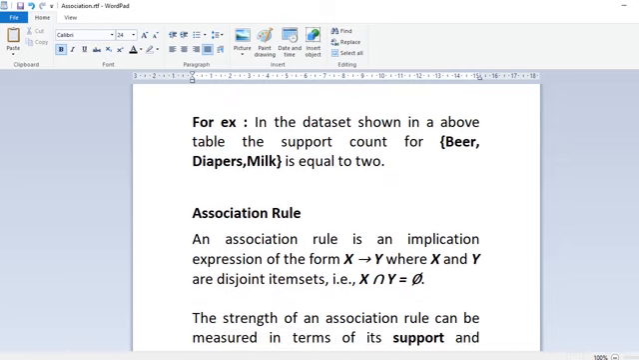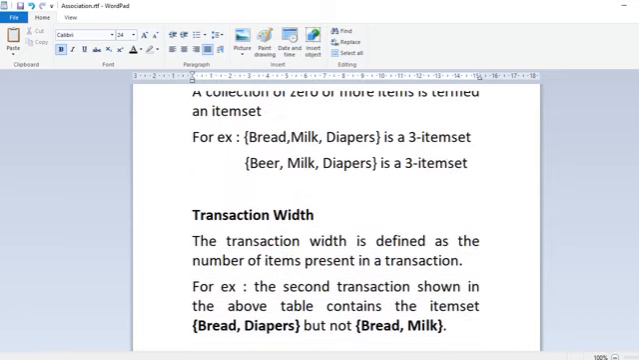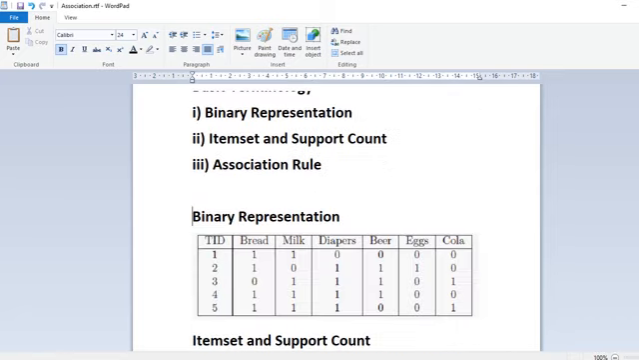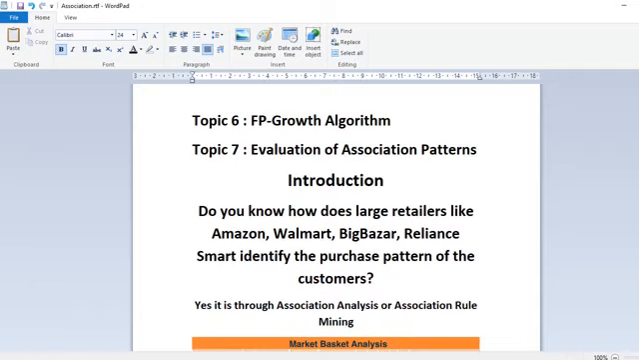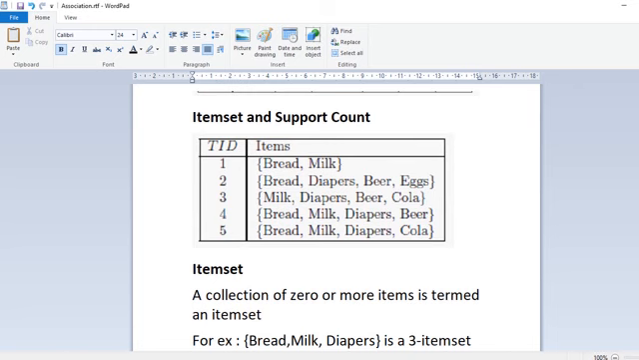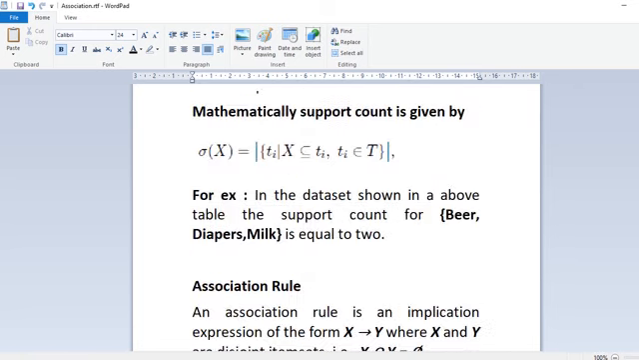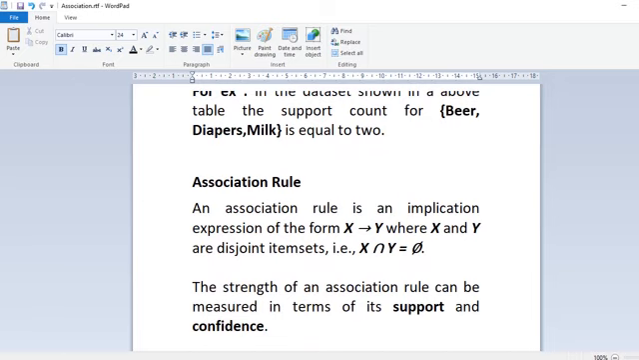So what do we mean by the association rule? An association rule is an implication expression of the form X implies Y, where X and Y are disjoint item sets, like what we had over here, that is diapers implies milk, or bread, milk, diapers implies beer. So for an association rule, X intersection Y is null.